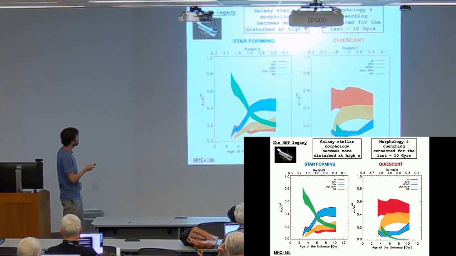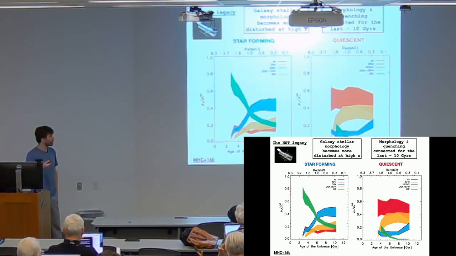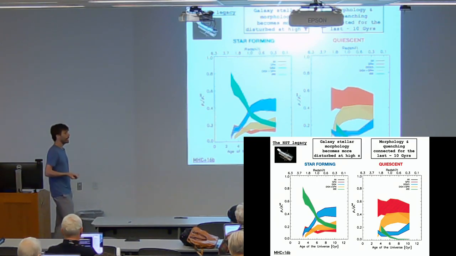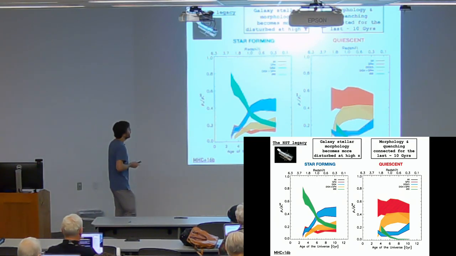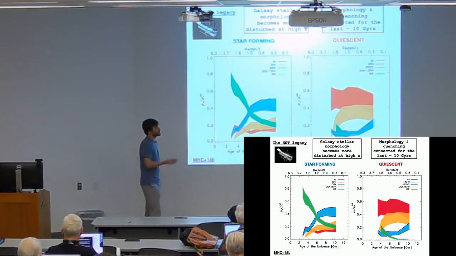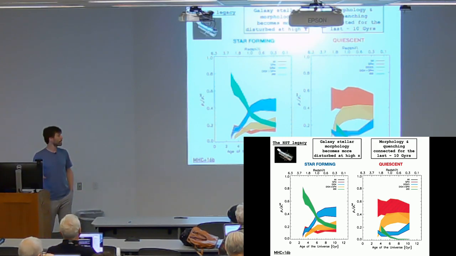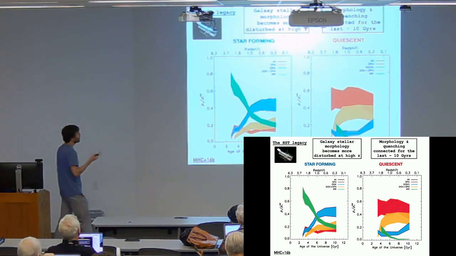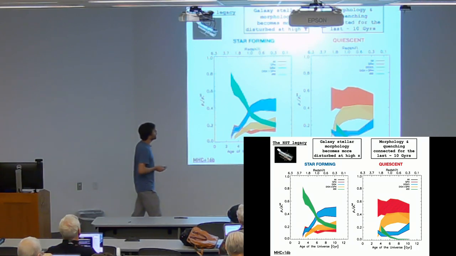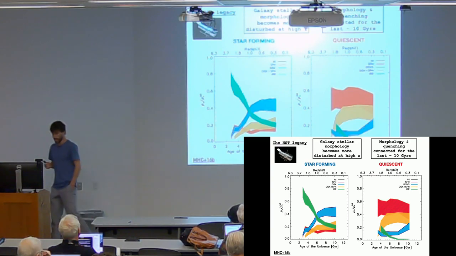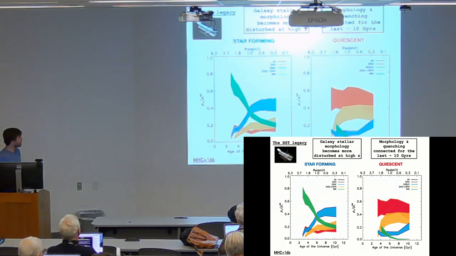You can see there that we have been discussing here at this conference a lot about clumpy galaxies at high redshift, and star-forming galaxies are disturbed. We also know that there's a relation between morphology and quenching for the last 10 gigayears. CANDELS has probed up to redshift 3, and we know that massive galaxies that stop forming stars are essentially bulge-dominated.